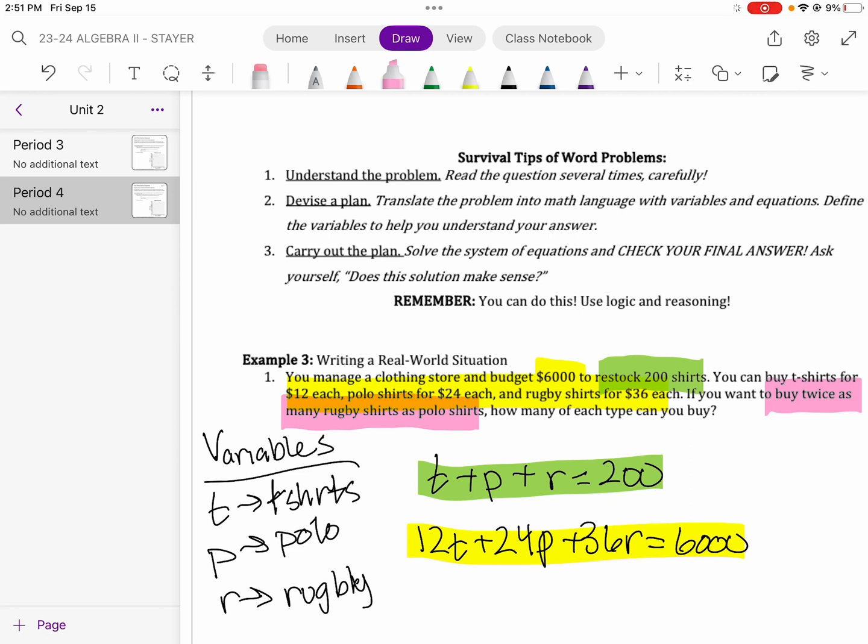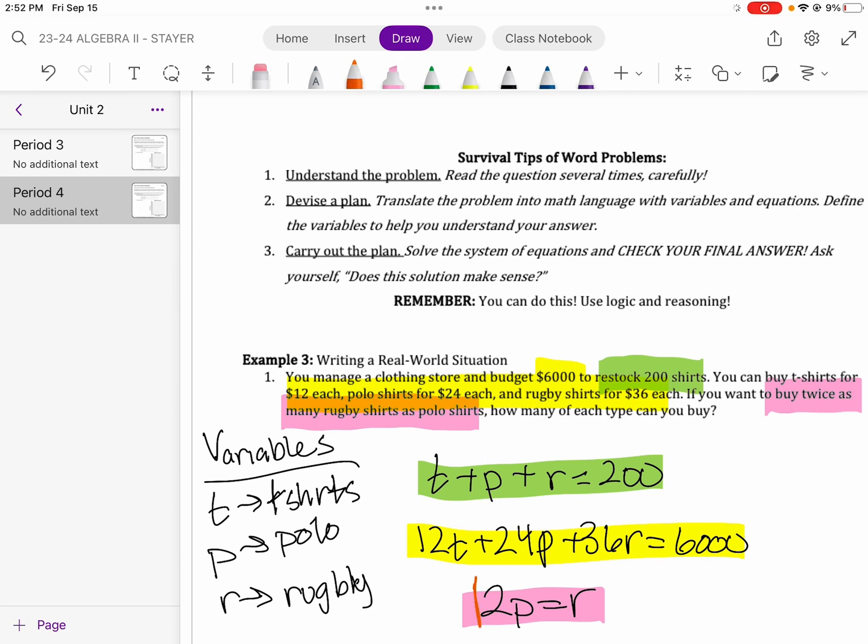Which one has to be multiplied by 2 in order for it to be the same? Isn't the P column have to be multiplied by 2? So wouldn't this pink equation right here have to say 2P equals R? That right there? Making sure that it makes sense in the context of the problem.